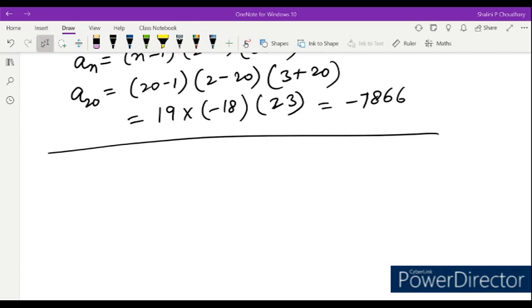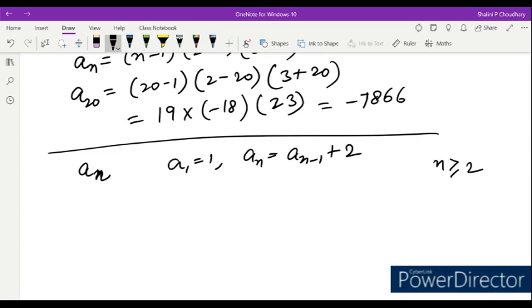Okay, again we'll do one more question. If the sequence an is given where a1 is equal to 1, an is equal to an minus 1 plus 2, and n should be greater than or equal to 2. So if a1 is 1, then a2 will be equal to, we'll use this formula, a2 will be equal to a2 minus 1 plus 2.